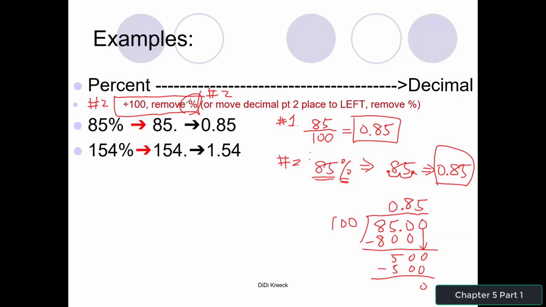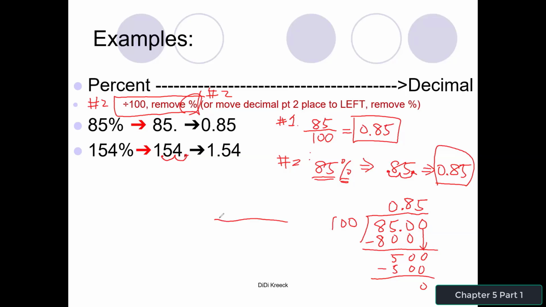Okay, the second example, we have 154%. And if I use method number 2, I can simply move the decimal point 2 places to the left, right? And then here will be our new decimal point, and it will be 1.54, and then removing the percent symbol. Okay, so that's method number 2.